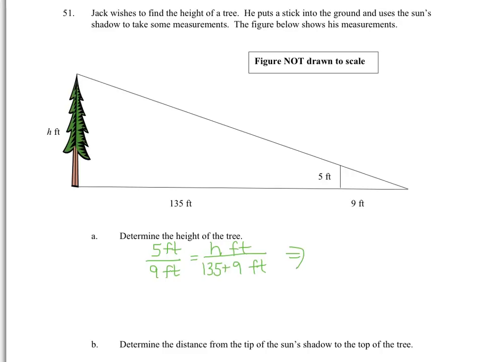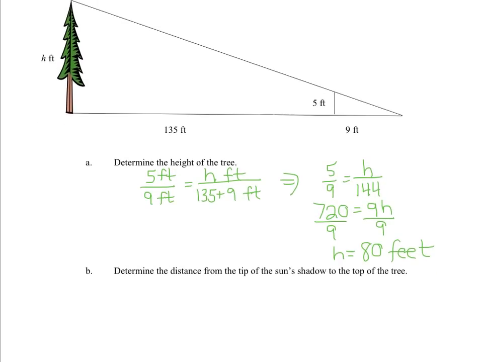What this is going to give us is 5 over 9 equals h over 144. When I cross multiply, 5 times 144 is 720, and 9 times h is 9h. Divide both sides by 9, and h is going to equal 80 feet. So I know that the height of my tree is going to be 80 feet.